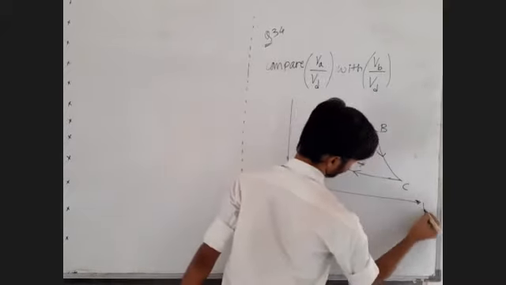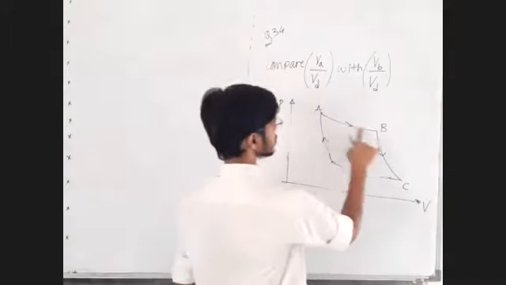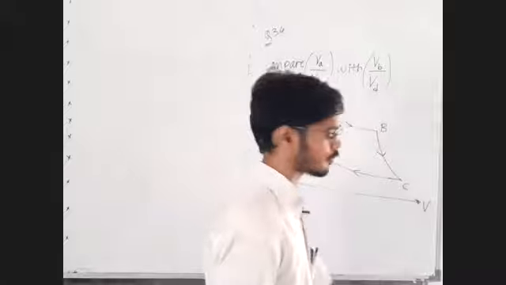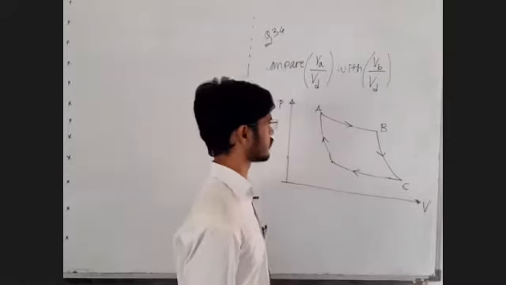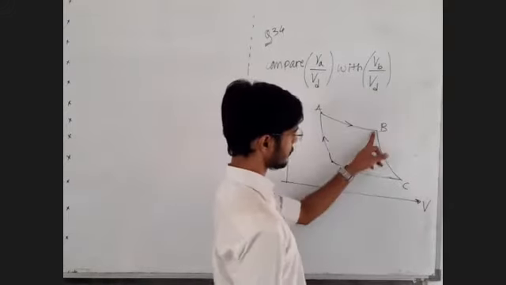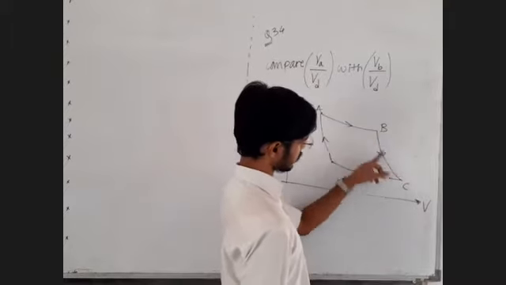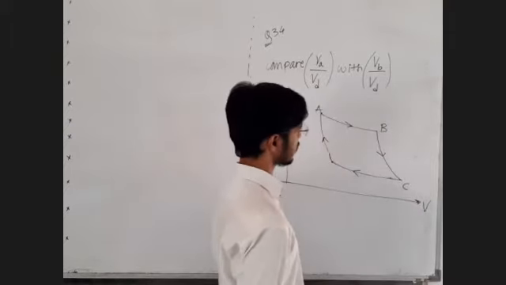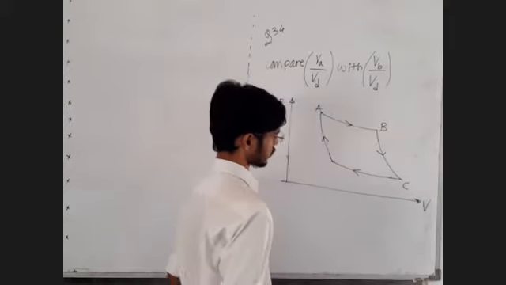Here we have the volume axis. Here we have the pressure axis. So process AB is called isothermal expansion because the process is isothermal and volume is increasing. So AB is isothermal expansion. B to C is adiabatic and the volume is increasing, so it will be called adiabatic expansion.